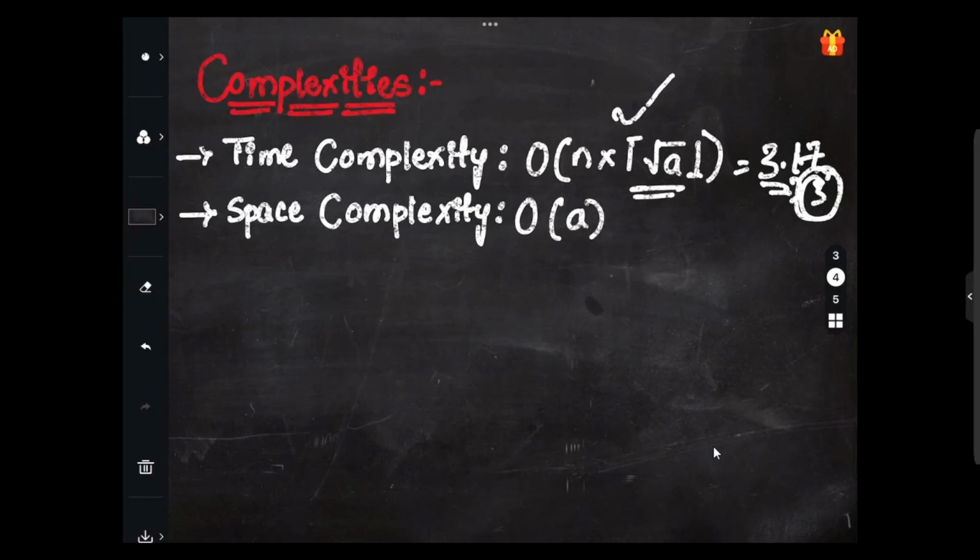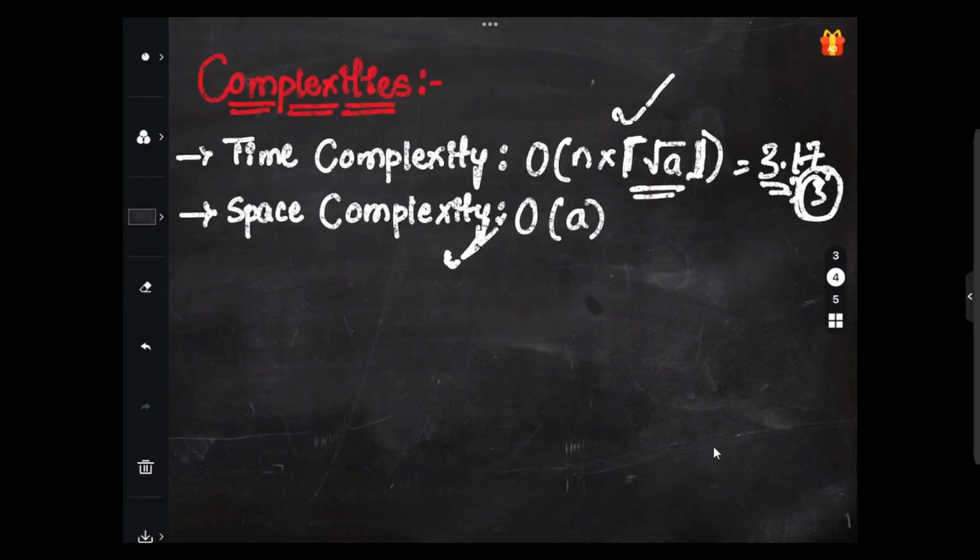N into square root of a, within these brackets is nothing but floor of a, right? Just keep this in mind. Now the space complexity is nothing but because of a, right? So just give me a second. Why is it n into floor of a here?